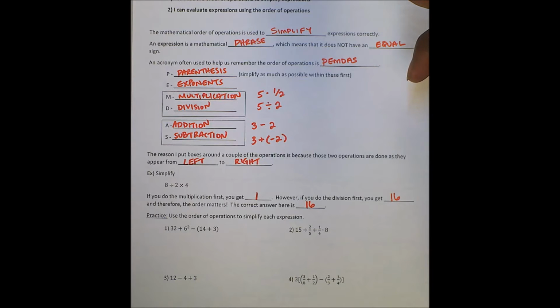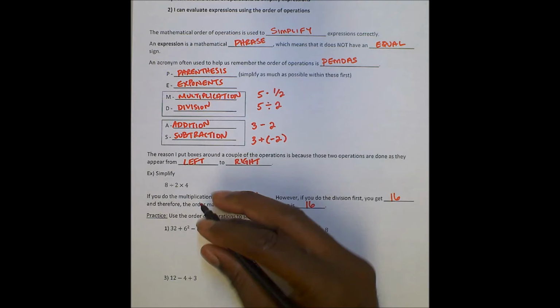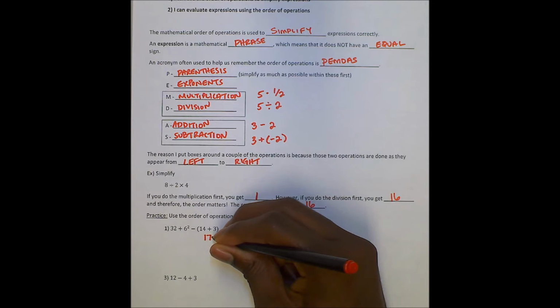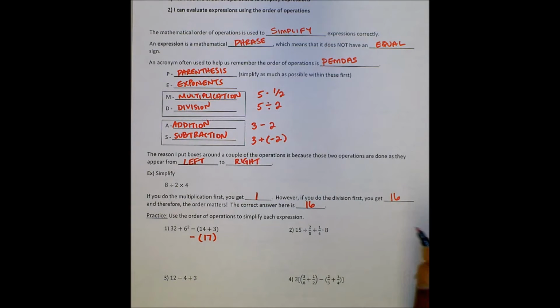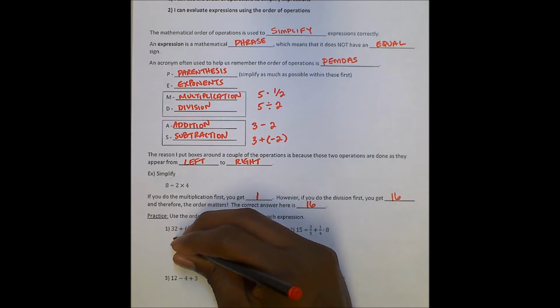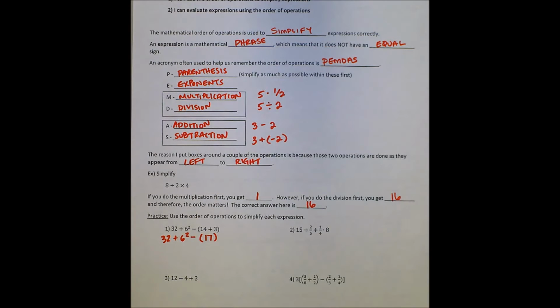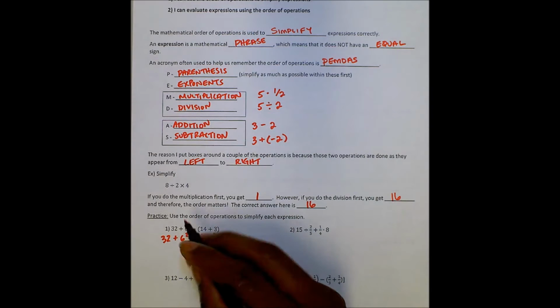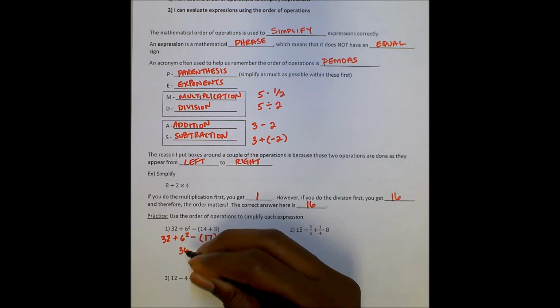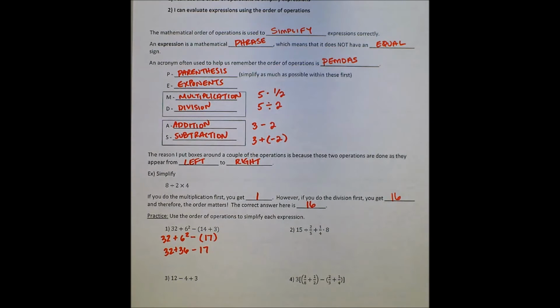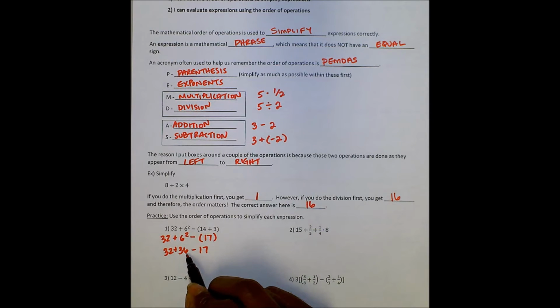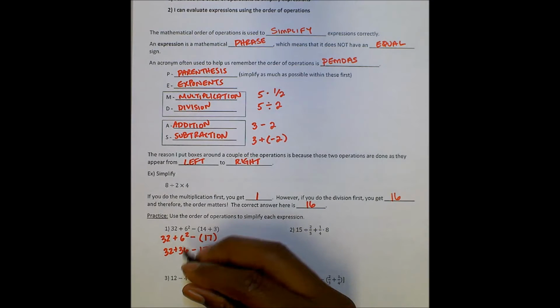Number 1, we had 32 plus 6 squared minus the quantity 14 plus 3. We'll go through our order of operations to simplify this correctly. First thing our order of operations would tell us to do was parentheses. 14 plus 3, 17. The next thing it would tell us to do is the exponent. So this exponent, we have 6 squared, gives us 36. And then from here, addition and subtraction, we just do it from left to right. 32 plus 36 gives us 68. 68 minus 17 gives us 51.